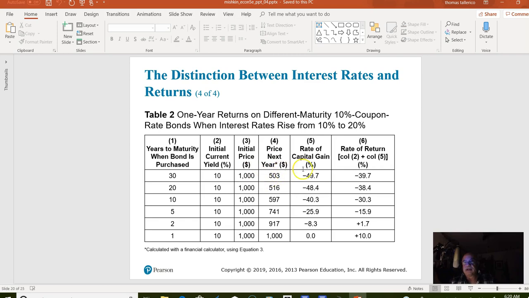It's gone down, so your capital gains have gone down, right? And so your rate of return is this minus your coupon, so it's minus 39.7. Just subtract these numbers from this in all cases, and you'll get this term.